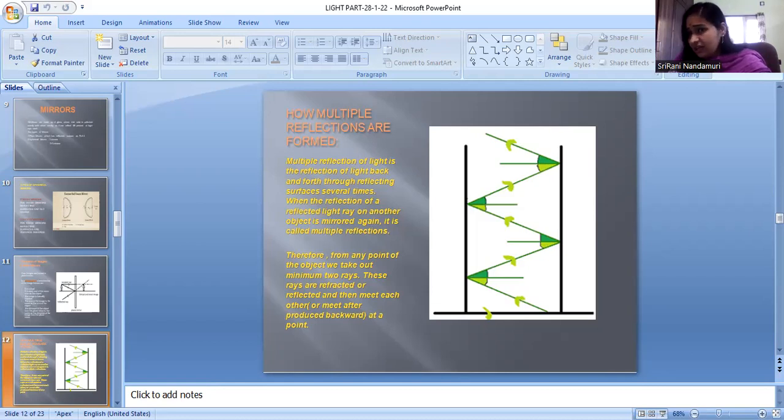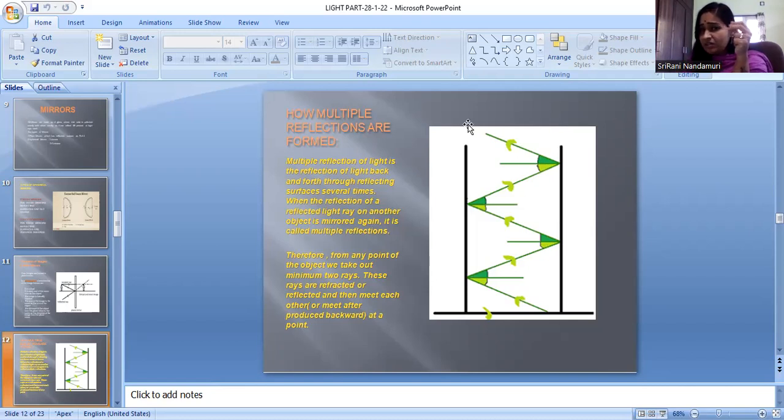We already said light always travels in a beam. No single ray travels; it always travels in a beam, so we call it a beam of light. For multiple reflections to form, what is needed? To form multiple reflections, at least 2 light rays are required. You also know that one is the incident ray and one is the reflected ray.